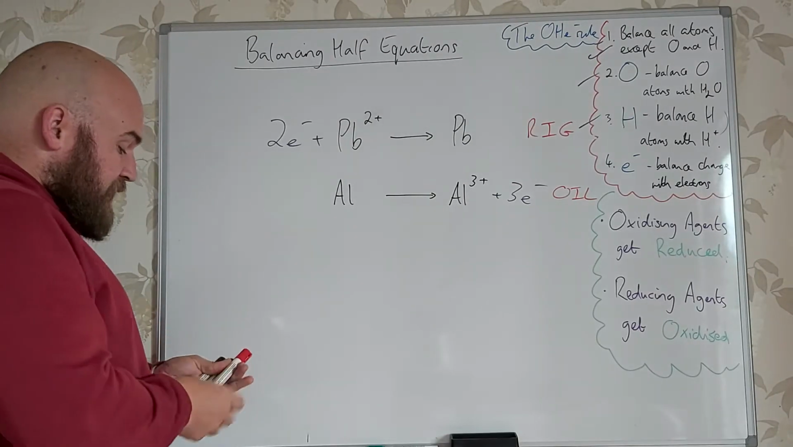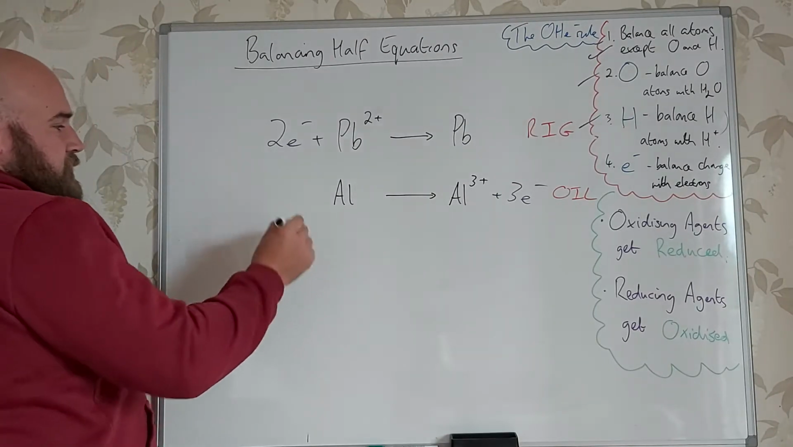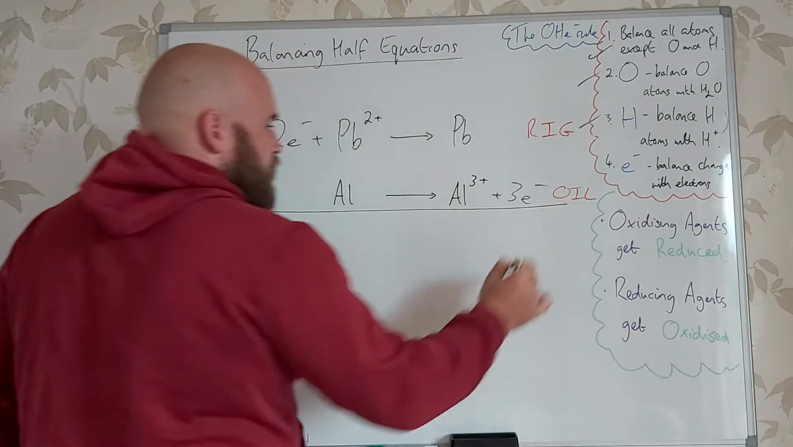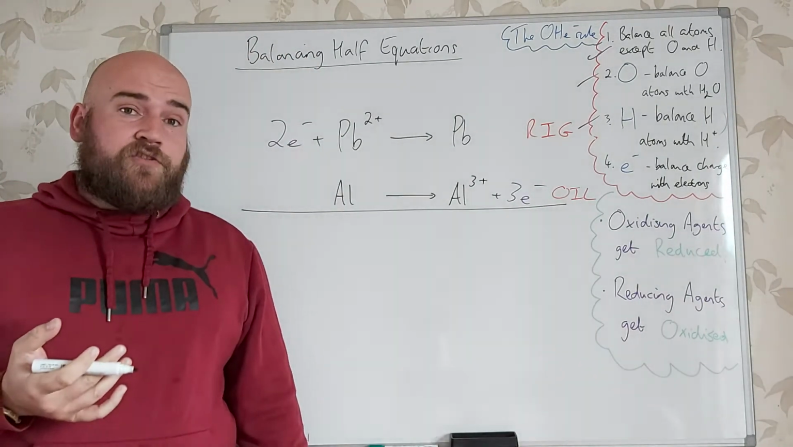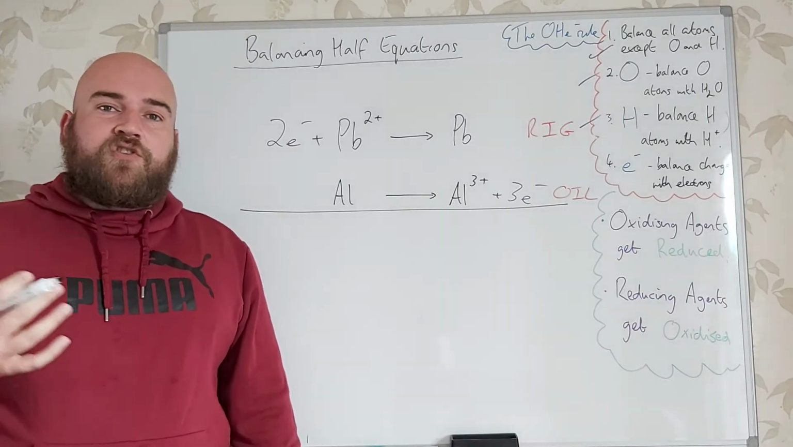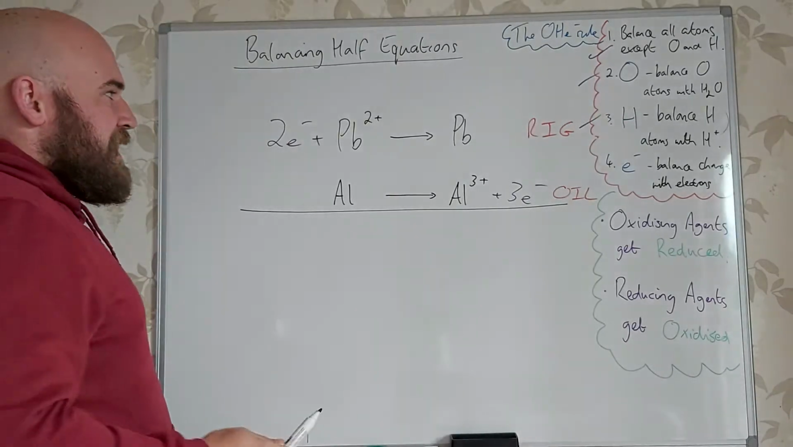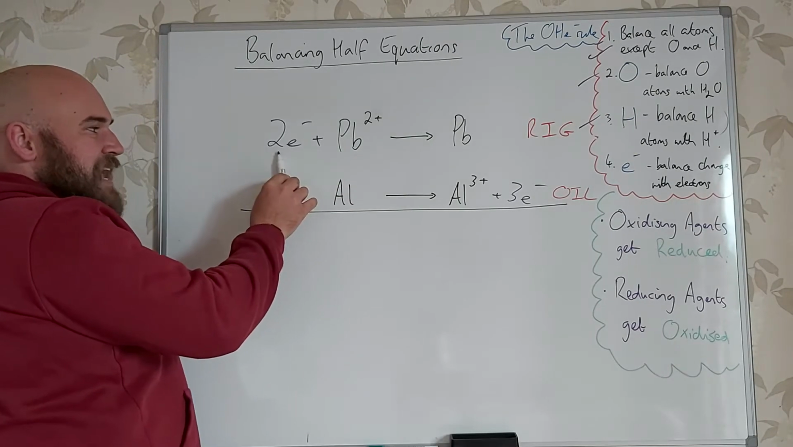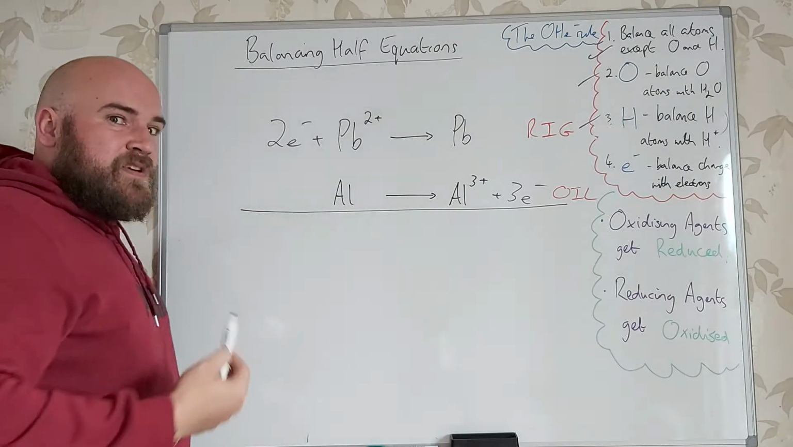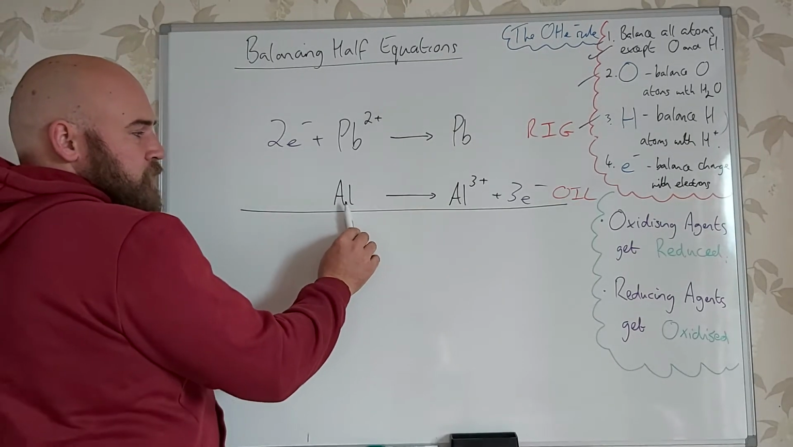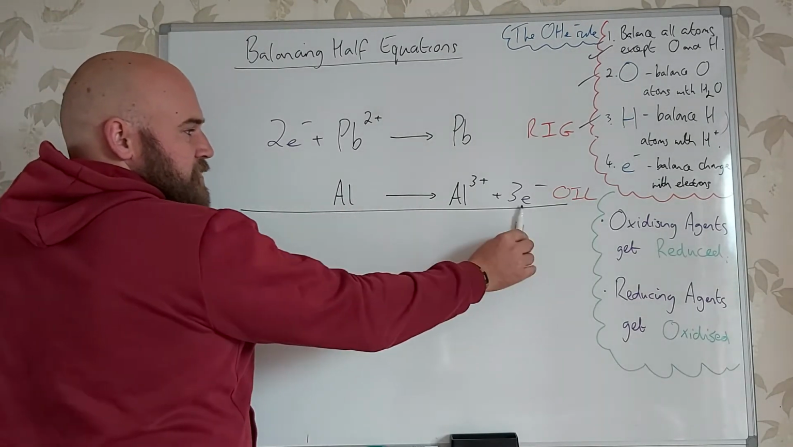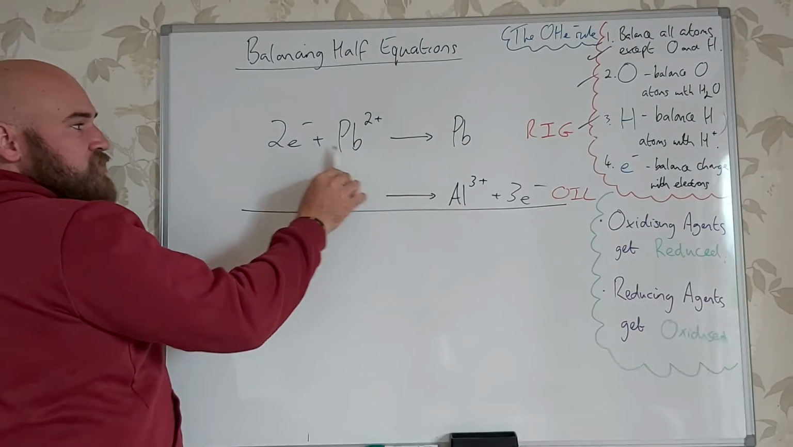So I'm now going to combine the equations to make one overall equation. Now you'll notice in overall equations, there are no electrons. So before you combine them, you need to make sure the electrons are balanced. What I mean by that is, if something here is gaining 2 electrons, there must be something else losing 2 electrons. But you can see here it's not quite that straightforward, because the aluminium is losing 3 electrons and the lead ions are only picking up 2.